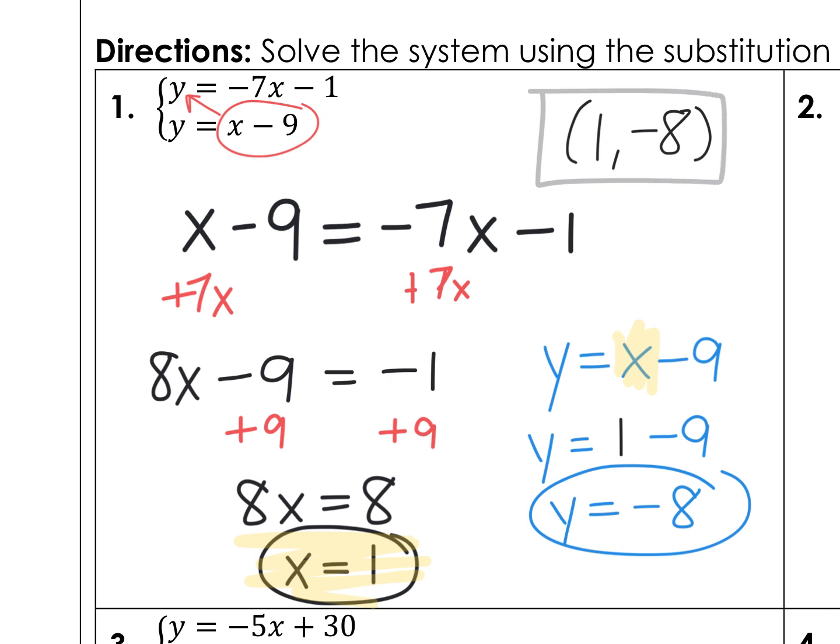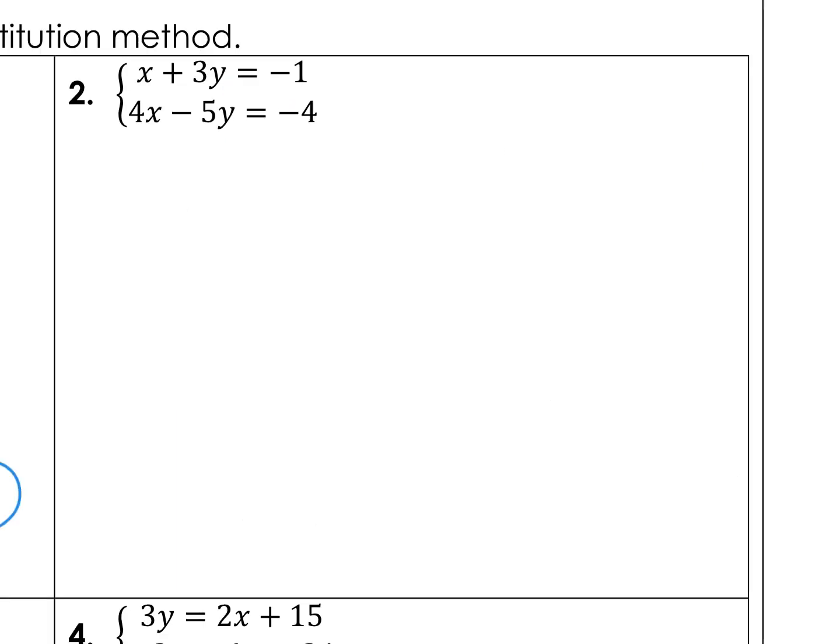The last one we're going to do is number 2. You'll notice in number 2, nothing is x equals or y equals, and so you will have to fix that first. Talk to your table. Which equation should you try and solve for a variable? What variable should you solve for? What's going to be the easiest option? How do I get x alone?